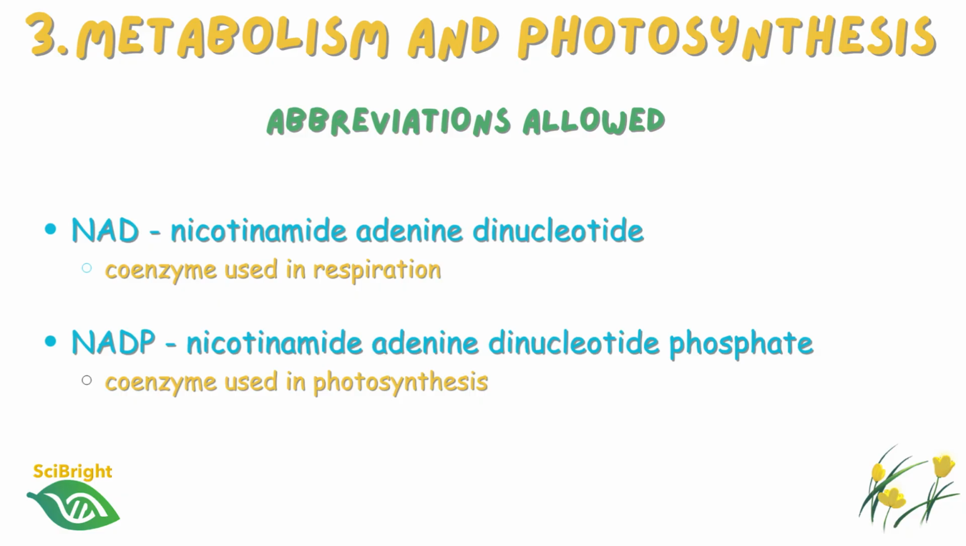Our coenzyme NADP is reduced in the light-dependent reaction when receiving hydrogen ions after chemiosmosis. It is then used to reduce GP to triose phosphate.